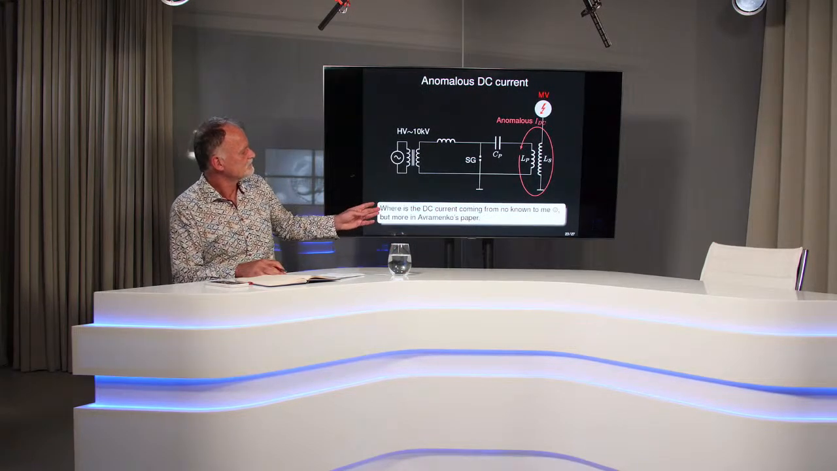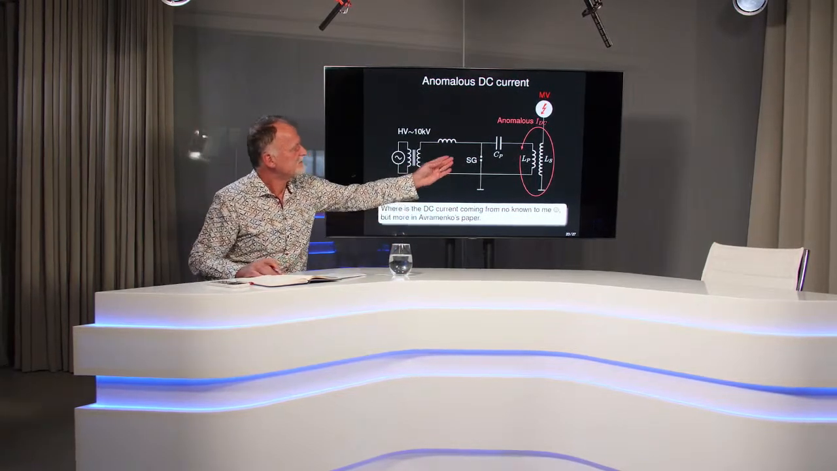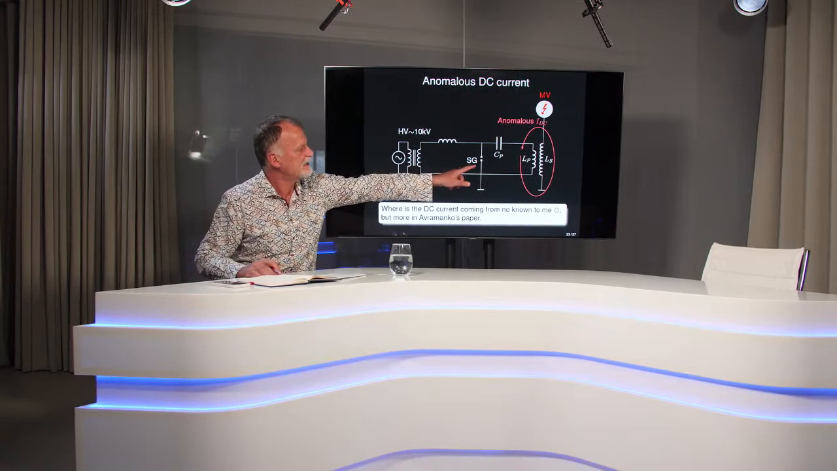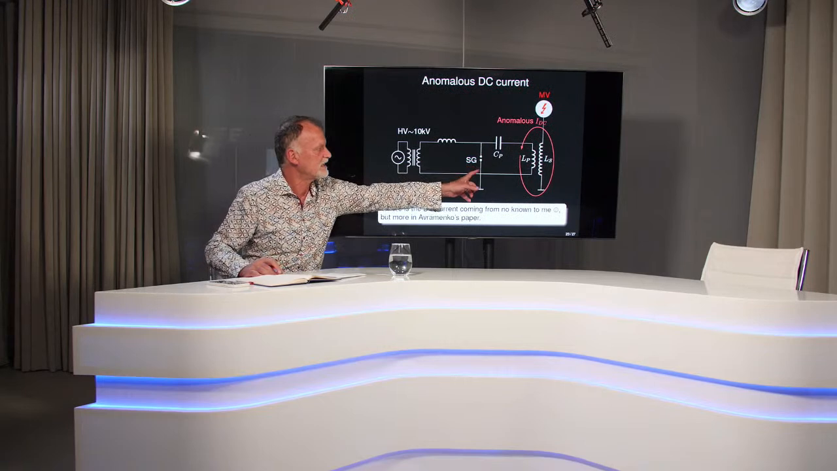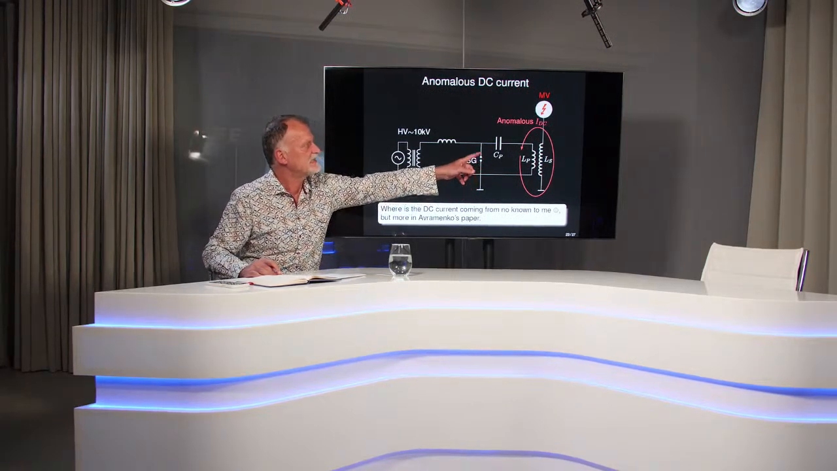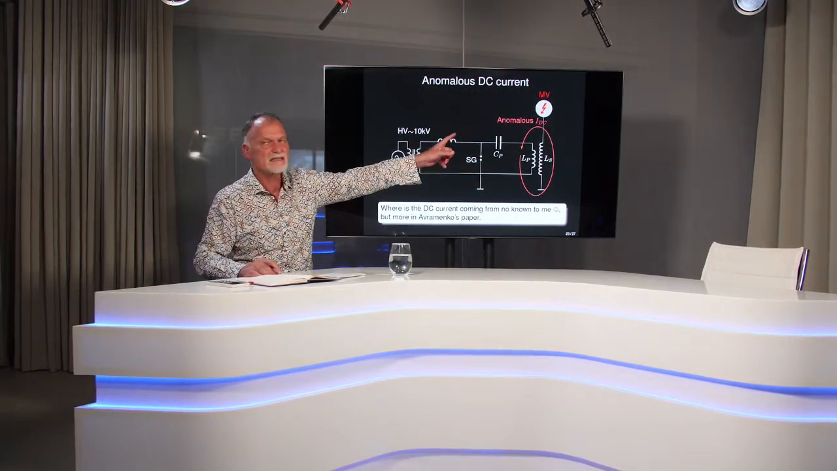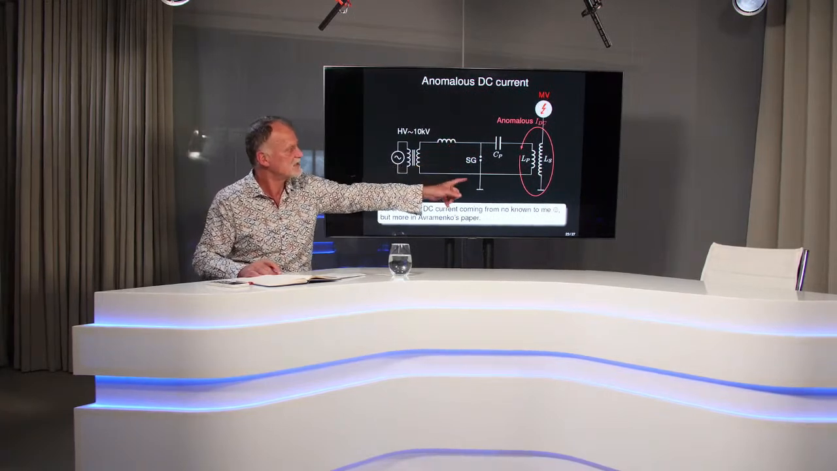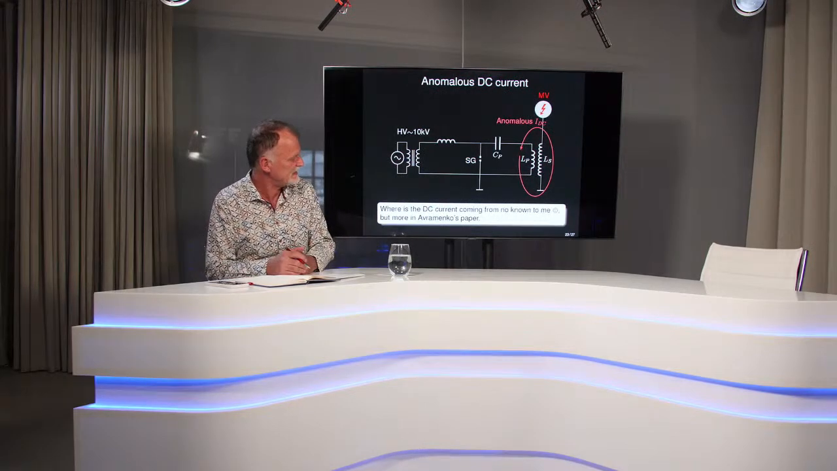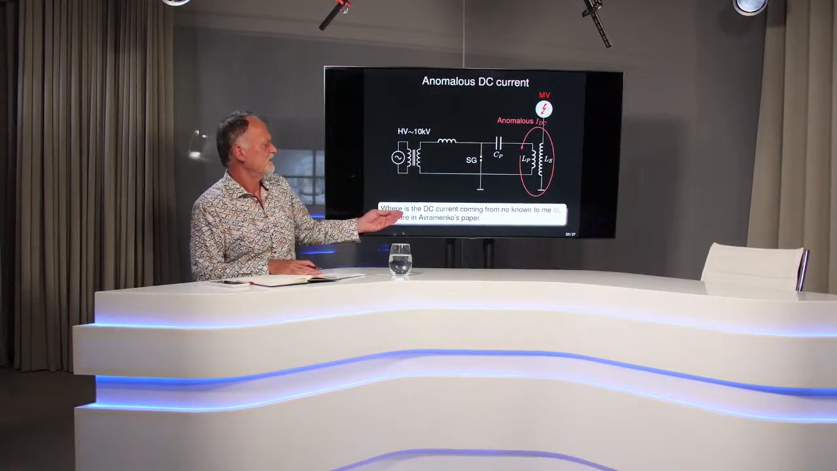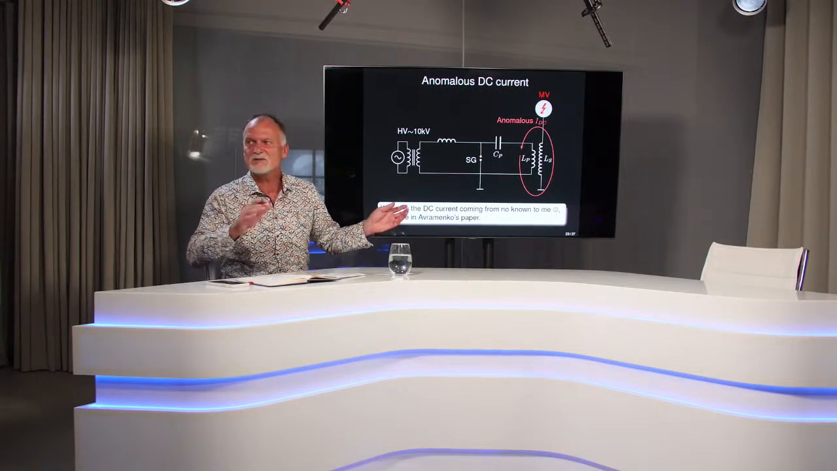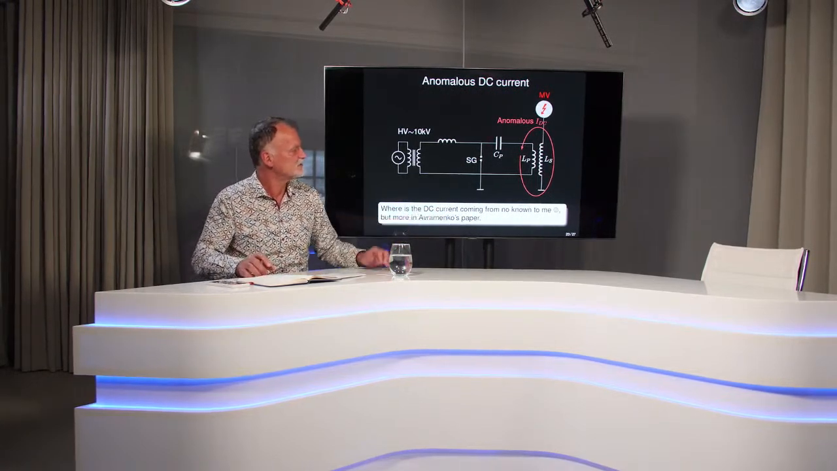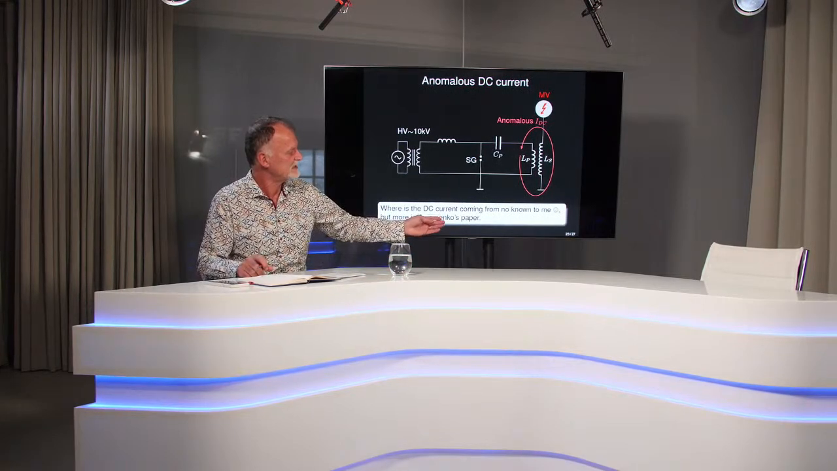Right, so there is something anomalous: if you have the right tuning between the primary and secondary, then there is an extra DC current circulating around this system, and where this DC current is coming from I don't know yet, but this is what we are now studying.